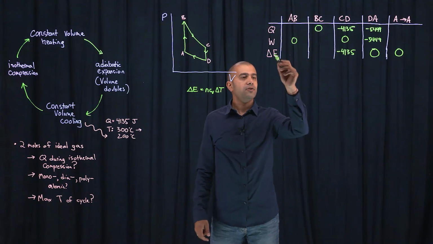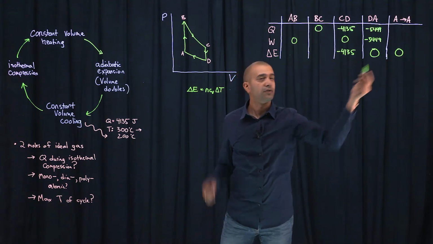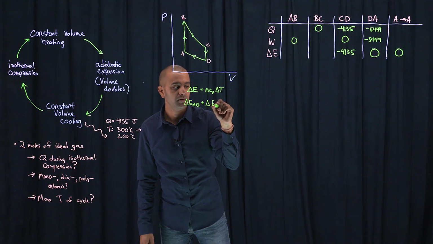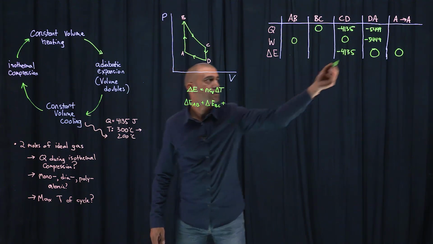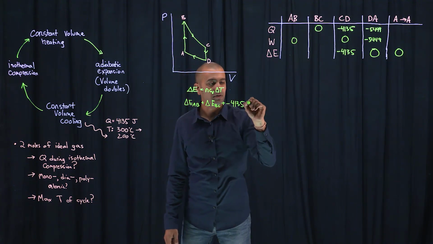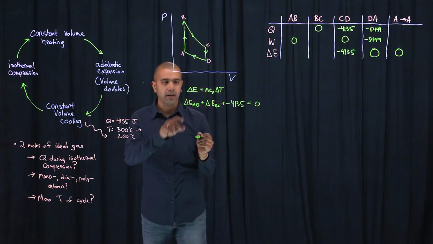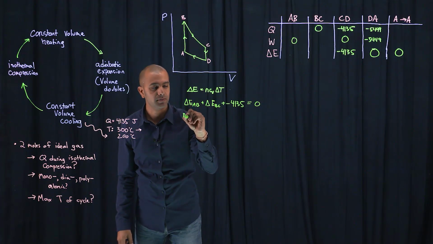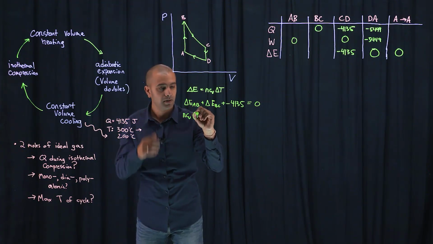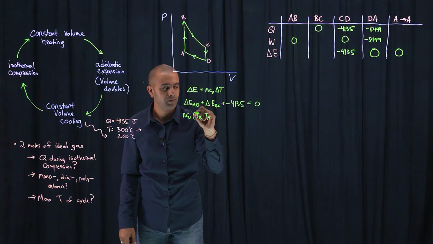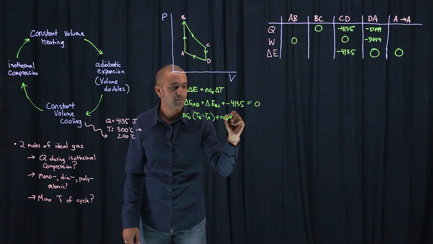So using the fact that the energy changes along the entire cycle have to add up to 0, we can write this as the energy change along AB plus that along BC plus that along CD, which is minus 4135, plus 0, must equal 0. Right? And we're going to use this equation, which is true for any ideal gas, to rewrite this in terms of heat capacity and temperature changes. The temperature change between A and B, I'll just write as TB minus TA. And then likewise for the next leg.